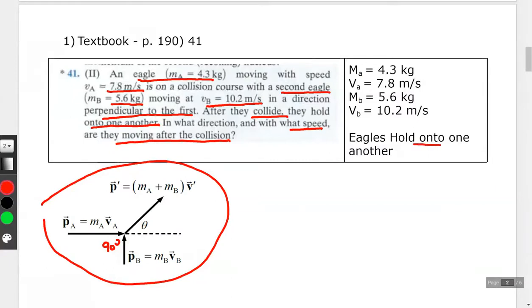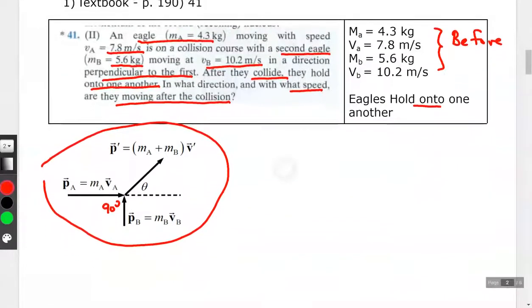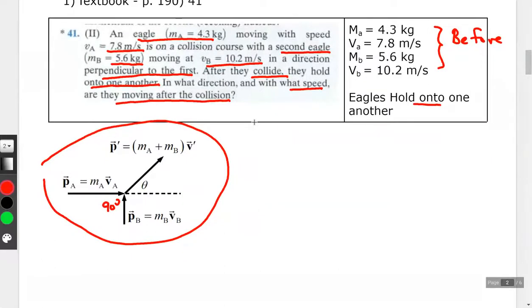What is the speed of these two eagles after the collision? The eagles hold on to one another, and this is what this problem gives us. The mass of eagle A, velocity of eagle A, mass of eagle B before, velocity of eagle B before. This is all the before. So what's the speed and direction they are moving after the collision? So once again, total momentum before, still true, it'll always be true, equals the total momentum after.